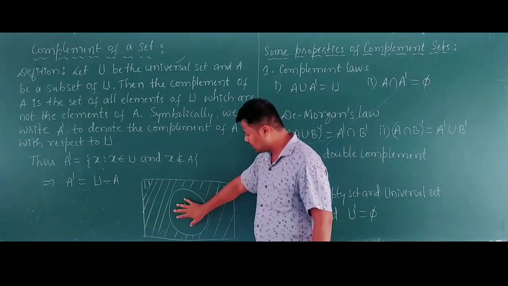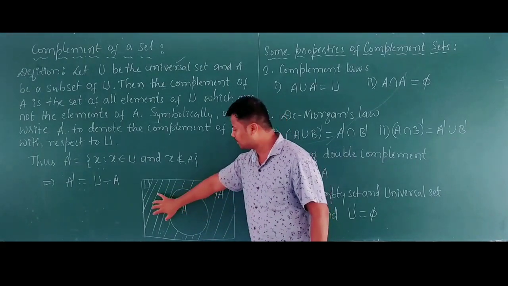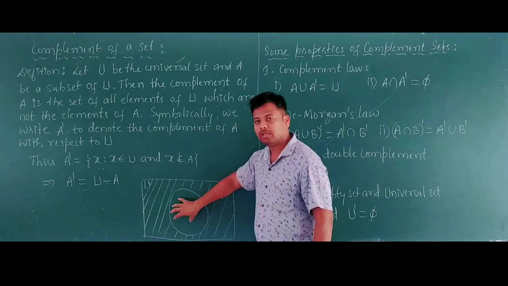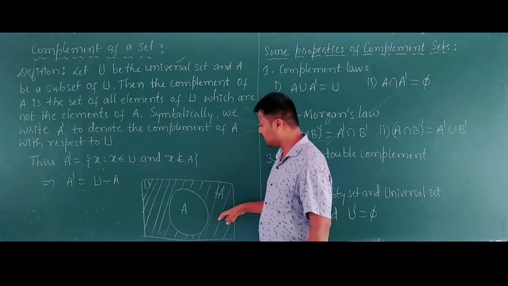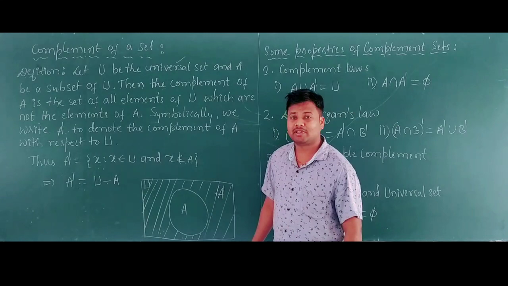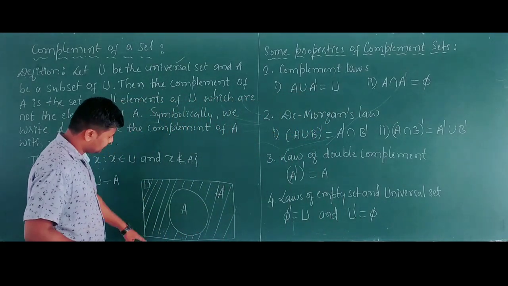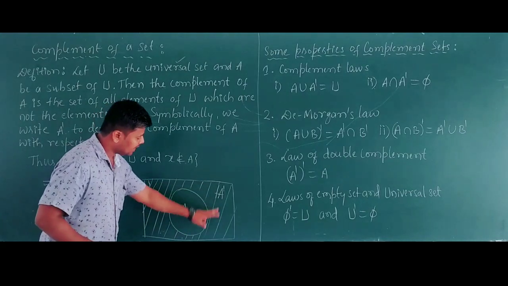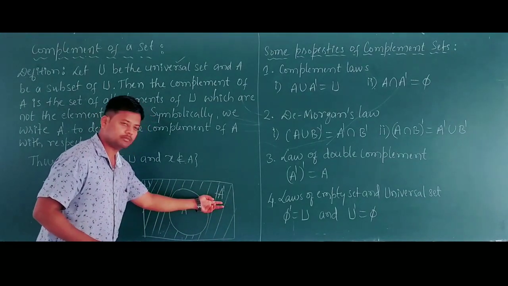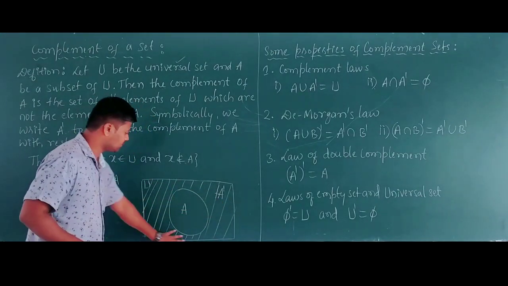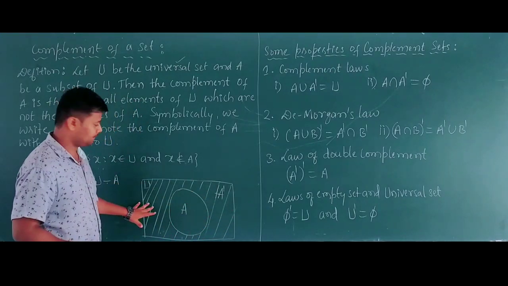Leaving out the elements of A, the remaining elements are called the complement of the set. This shaded region denotes A dash, the complement of a set. A dash. So this region denotes the complement of a set. Okay.